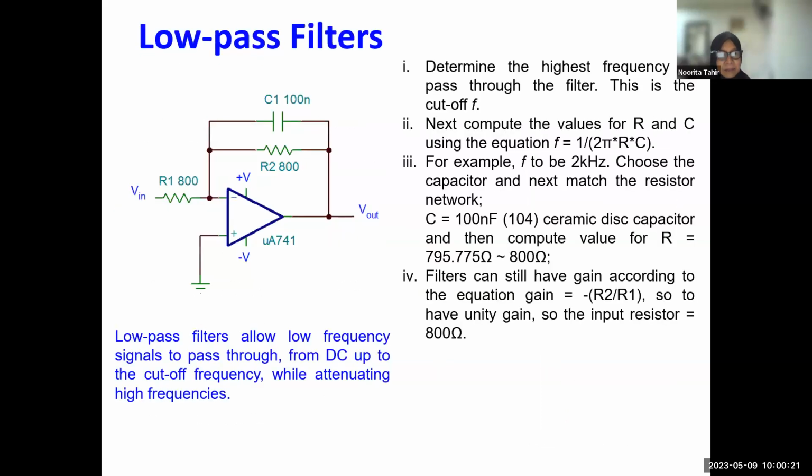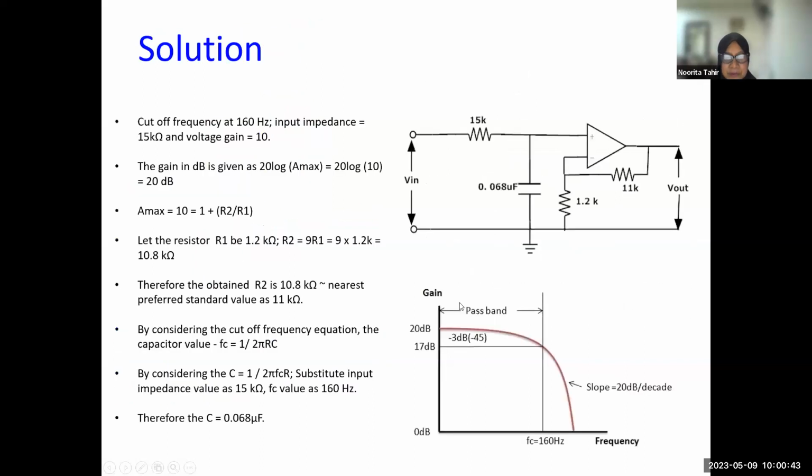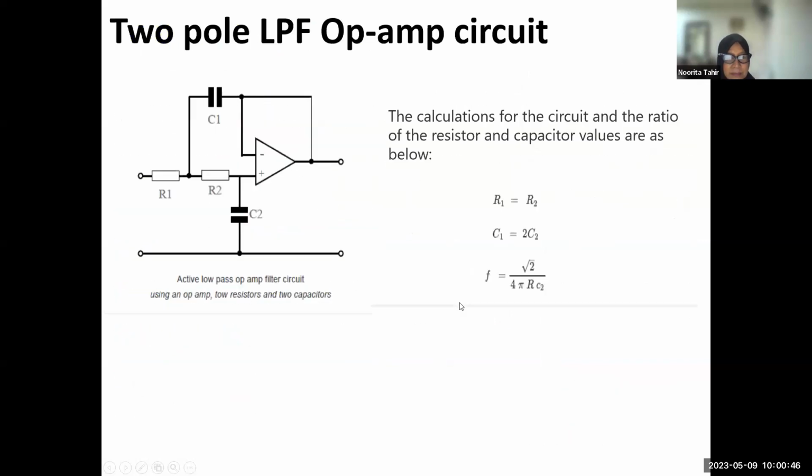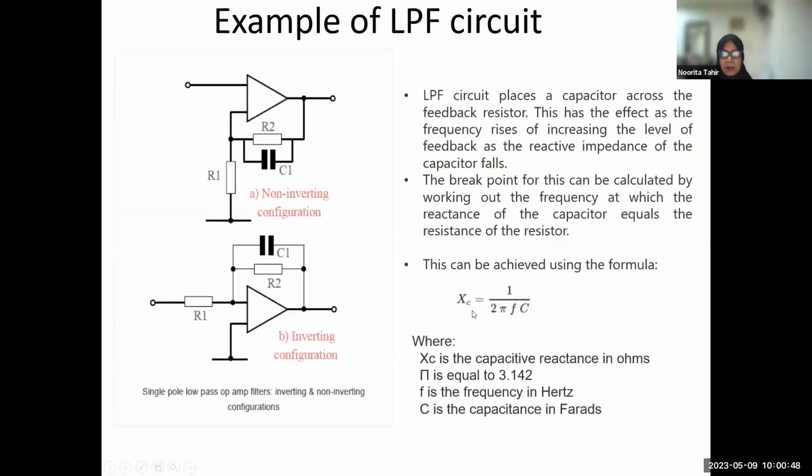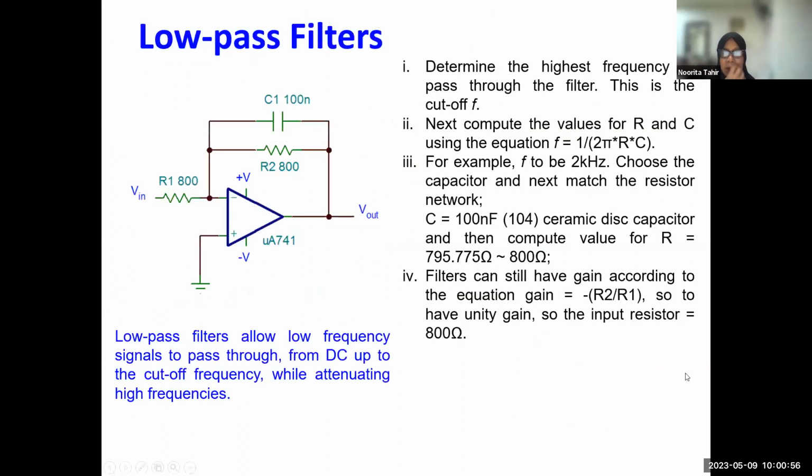For this particular example, you are given the resistor and capacitor value, and we need to compute what is the frequency. So determine the highest frequency to pass through the filter. This is the cutoff frequency F. So we again use this equation: Xc is 1/2 pi Fc. We have C, we don't have F, and we need to compute what is Xc.